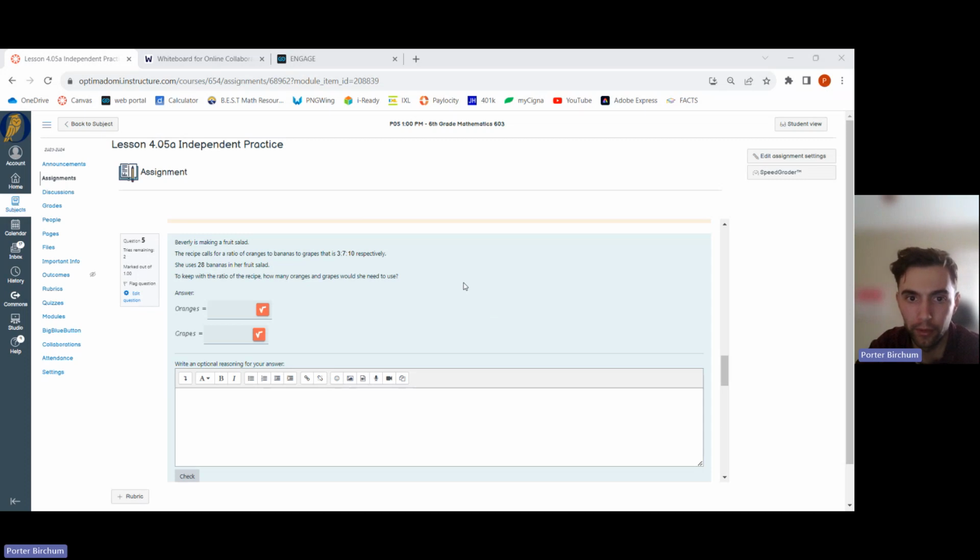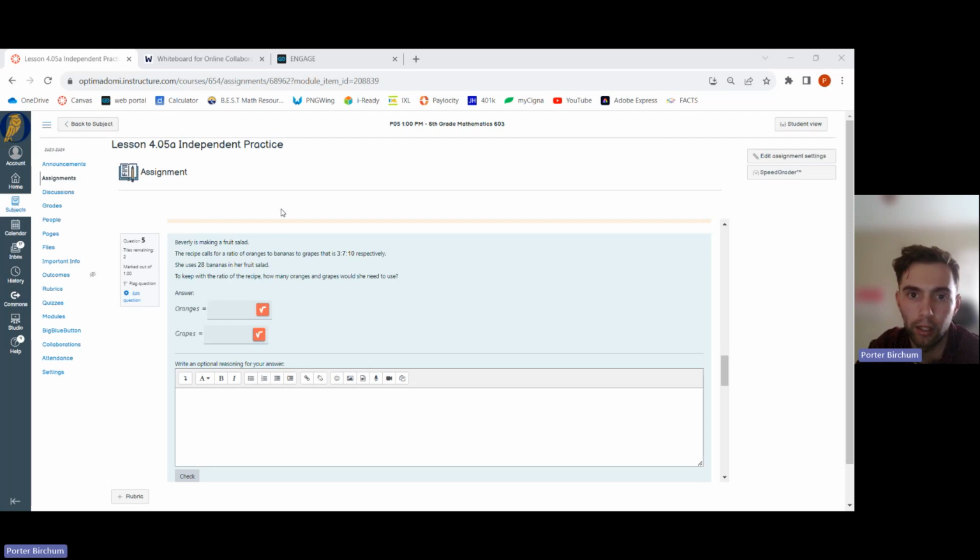So the second number is talking about bananas. The third number is talking about grapes, because grapes is the third word. The first number is talking about oranges. We have 28 bananas in our fruit salad, in the new fruit salad. The old fruit salad, the small fruit salad, has 7. The big fruit salad has 28.